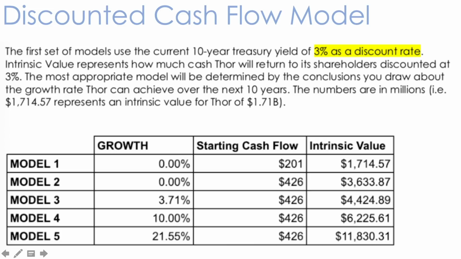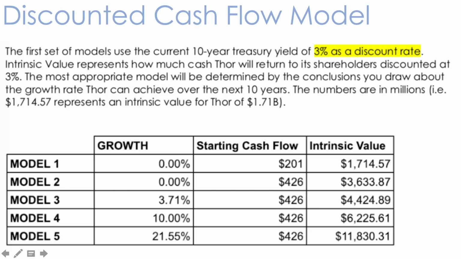So essentially, if we look at model 1, if we anticipate that every single year for the next 10 years, Thor Industries returns to us 201 million in cash, these are all in millions, then the intrinsic value is 1.7 billion. Model 2 tells us that, again, if they didn't grow cash, but they maintained their current cash flow level, which was 426 million, that was the 2018 number, then the intrinsic value, or the amount of cash that can be returned to us, would be 3.6 billion.